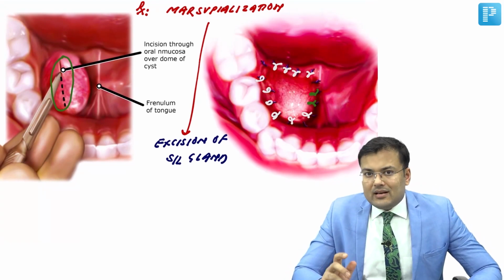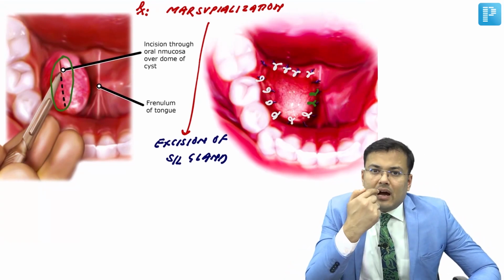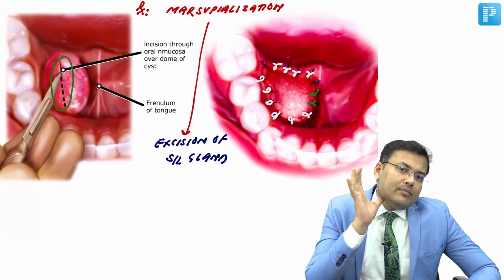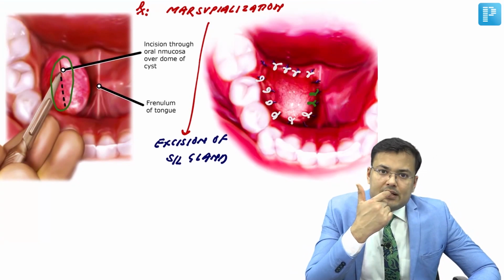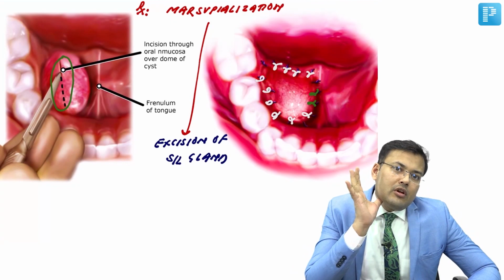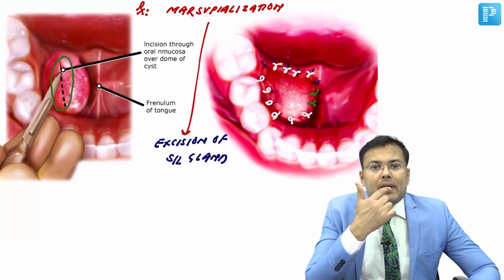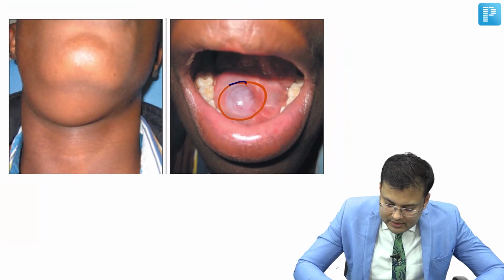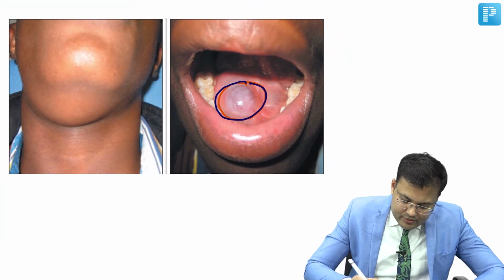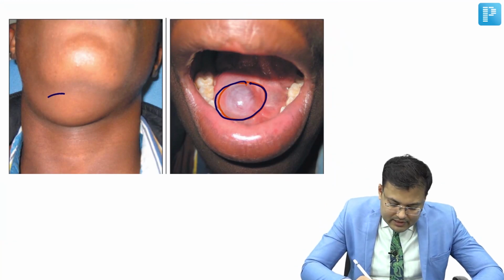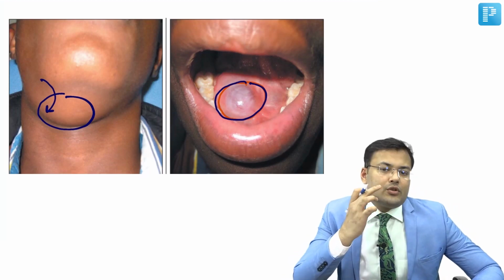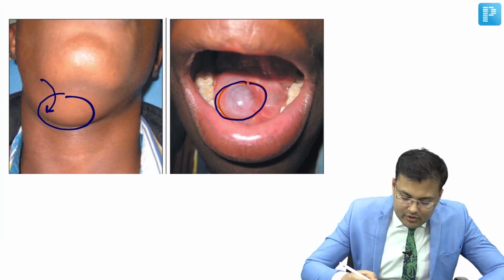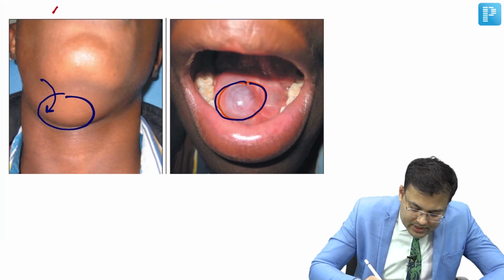Now see, there is another type of ranula in which there is an intraoral component with cervical prolongation. So this is known as plunging ranula. In this ranula, you can see there is the intraoral component, and here you can see that this is the cervical prolongation. Can you notice the swelling in this region? So intraoral component with cervical prolongation is known as plunging ranula.